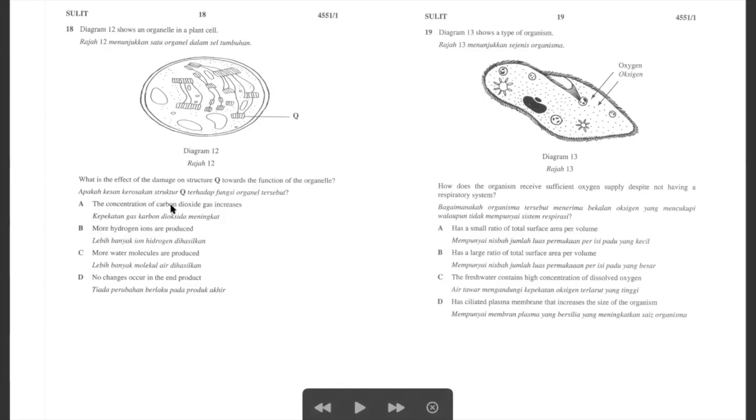Lepas tu concentration of carbon dioxide increase. Salah juga sebab apa? This is what we call chloroplast kan. Chloroplast ni dia guna carbon dioxide, bukan dia hasilkan. Yang ni concentration of carbon dioxide gas increase. Tak ada kaitan. Okay, so the answer is D. No change occur in the end product. Okay.